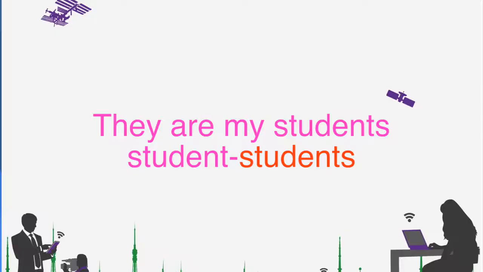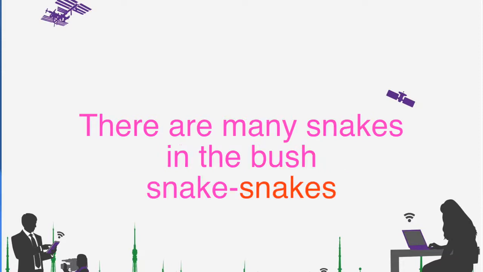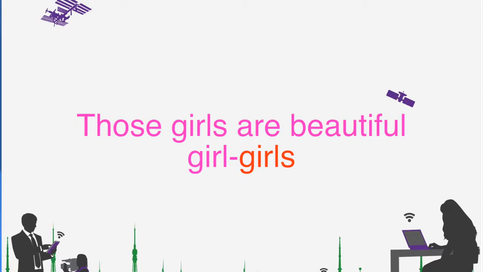And also there are examples for you to see. For example, they are my students. So you have the singular noun student made plural. They are my students. And there are many snakes in the bush. And those girls are beautiful.